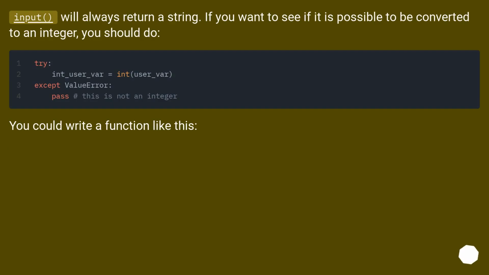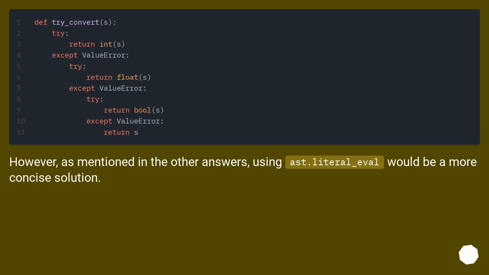Input will always return a string. If you want to see if it is possible to be converted to an integer, you should do this. You could write a function like this. However, as mentioned in the other answers, using ast.literal_eval would be a more concise solution.